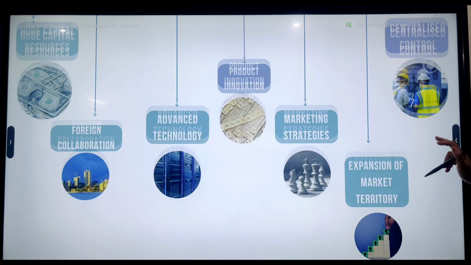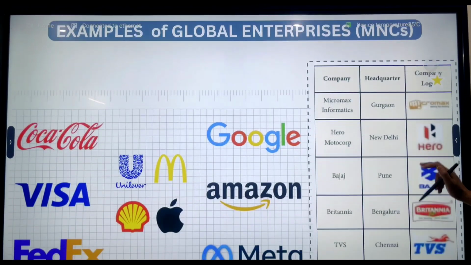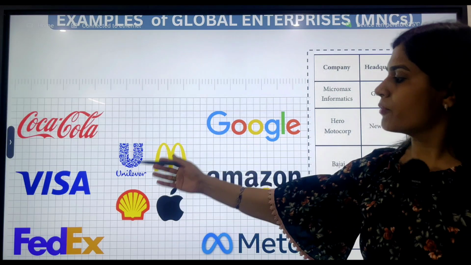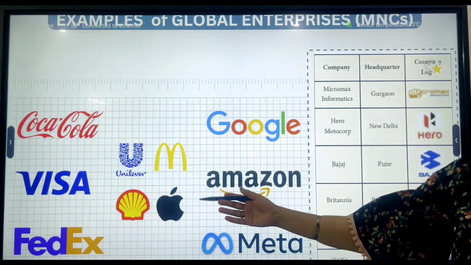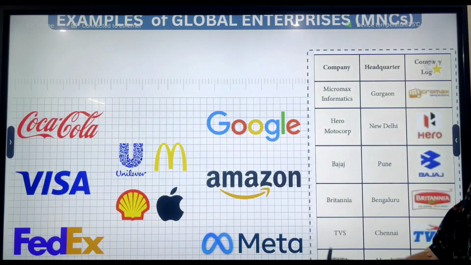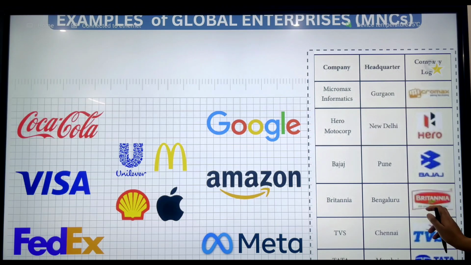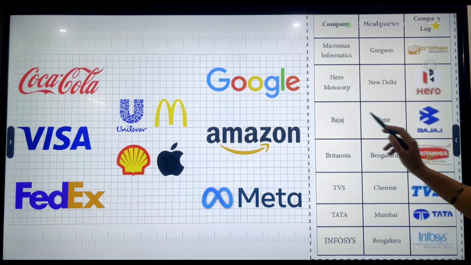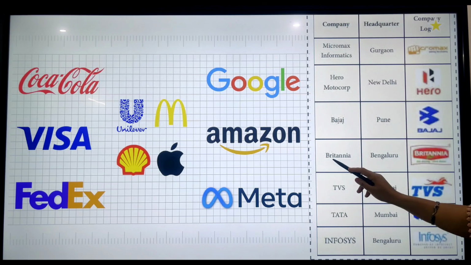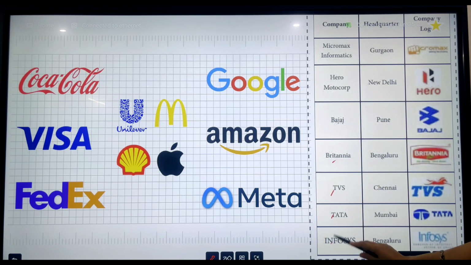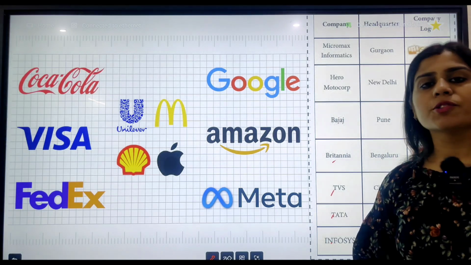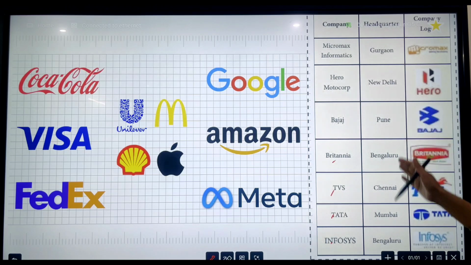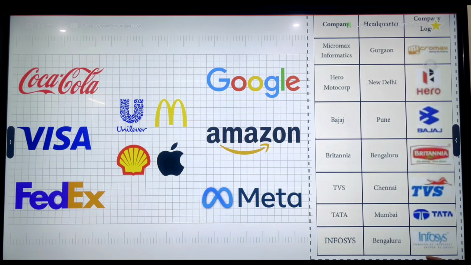Now let us see in great detail from NCERT. Before going to that, we have some examples of global enterprises here: Coca-Cola, Visa, FedEx, Hindustan Unilever, Shell, McDonald's, Apple, Amazon, Google, Meta. Then these are the Indian companies, students, which have branches abroad: Micromax, Hero, Bajaj, Britannia, TVS, Tata, Infosys. Even we have ONGC Videsh and Tata companies also abroad. So all these are Indian MNCs that are working as global enterprises abroad.